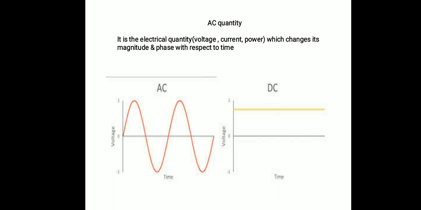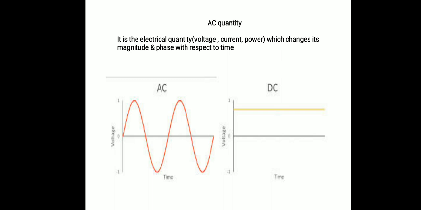Above the x-axis there is positive polarity, and below the x-axis there is negative polarity. The x-axis is nothing but the horizontal line. So the AC quantity is the quantity which changes its magnitude and its polarity with respect to time. That quantity is called the AC quantity, and it may be voltage, current or power. The AC quantity is indicated by the red line, and its magnitude is not constant throughout the time. But the DC quantity, given by the yellow line, has a magnitude that is constant with respect to time.